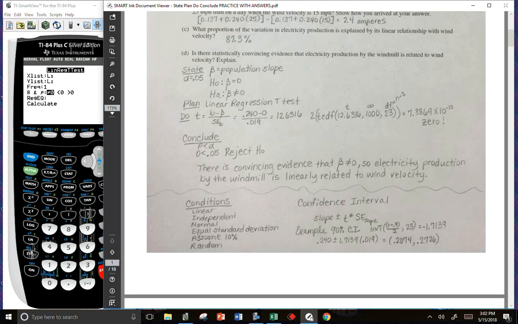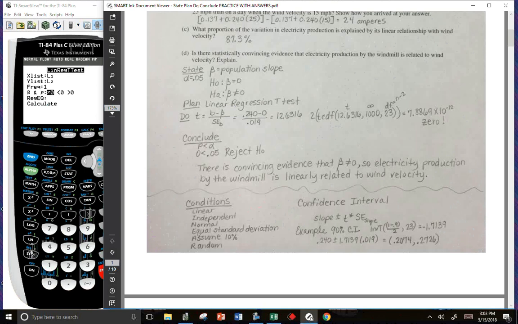Okay. One thing that the publisher I have found does very different than the scoring guidelines. It's important. When we did daily checks and tests, I wasn't real picky with whether you said there's not convincing evidence or there is convincing evidence. What I have found in the scoring guidelines is they're very consistent. If it says reject H0, they say there is convincing evidence. If it's fail to reject H0, it's there is not convincing evidence. They consistently do it that way, so let's make the AP grader happy.